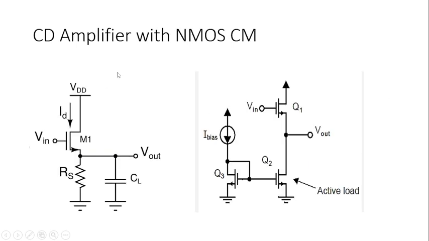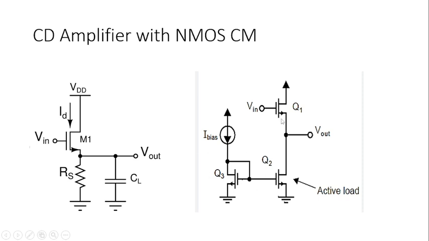Then we had the common drain amplifier with NMOS current mirror. In the previous case, the upper module was given as PMOS, but at the bottom we are using an NMOS current mirror. Either you can use NMOS or PMOS, but in this case, for the common drain amplifier, I'm going to use an NMOS current mirror. The input is applied across the gate. This is your NMOS transistor. Source resistance has been given. Output has been taken from your source, with VDD.